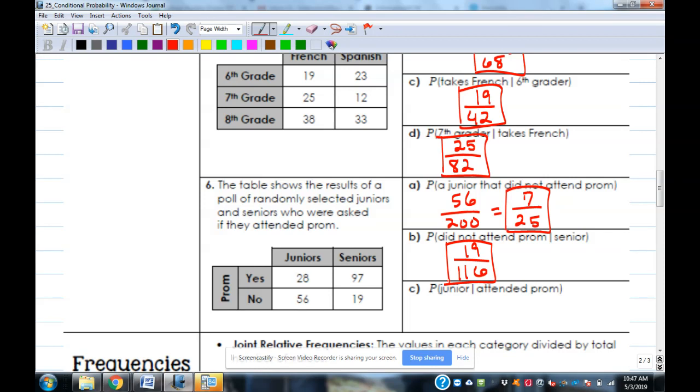C part, probability of picking a junior given that they attended prom. So our total would be the folks that attended prom. So 28 and 97 added together, 125. And picking juniors out of that is 28. And that doesn't reduce. So the charts and tables really make that a lot easier.